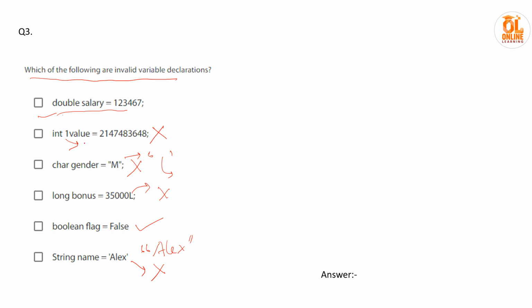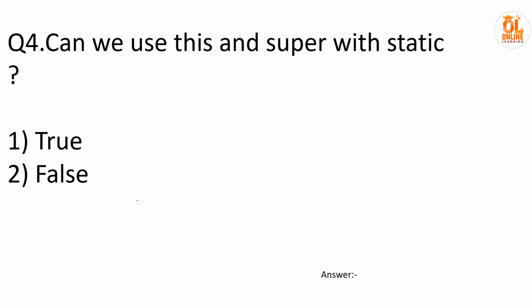So this is wrong because of the variable name. This is wrong because it is in double quotes. This is wrong because we have used a character here, and this is wrong because we have used a single quote. Hope you have understood. Now let us move to the next question.